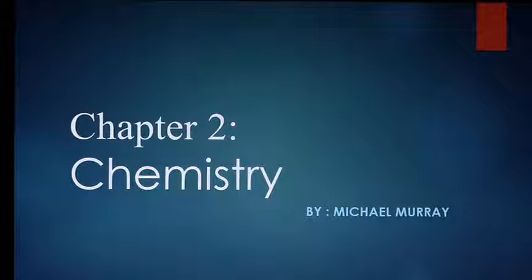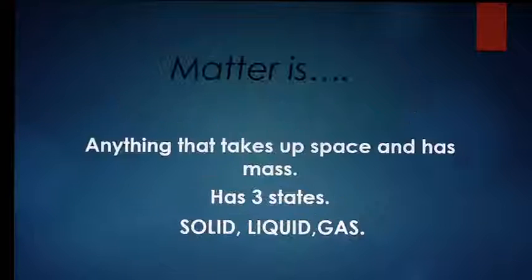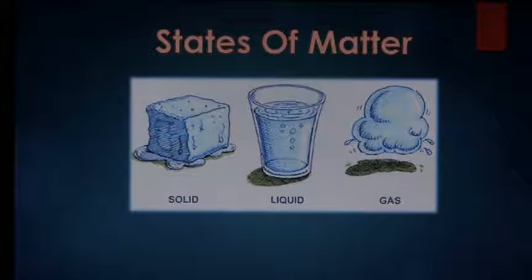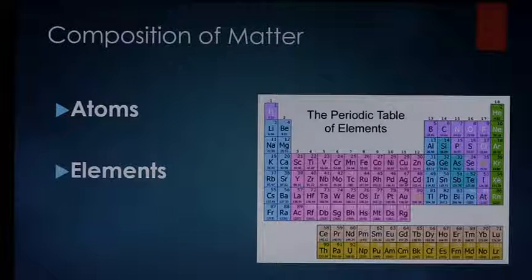I decided to break this chapter into two separate parts. Part 1. We'll discuss what matter is, how matter combines, and chemical reactions. Matter is pretty much everything, unless that thing is nothing. Anything that takes up space and has mass is considered matter, and has three states: solid, liquid, and gas. All matter is made of elements, and all elements are made of atoms. Elements are substances that cannot be broken down further by ordinary methods.